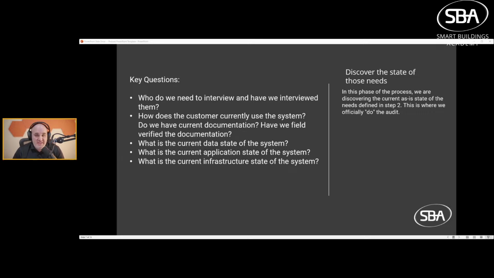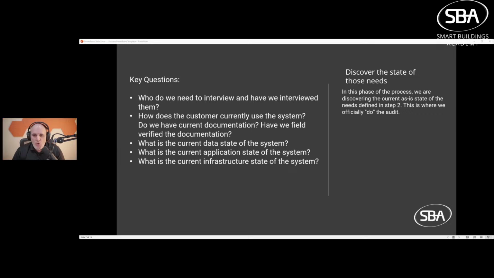So what is the current data state of the system? What's online? What's offline? What's the trending intervals? What's the set points? What is the naming scheme? Do they have a naming scheme? These are all questions you want to build checklists around and ask yourself.